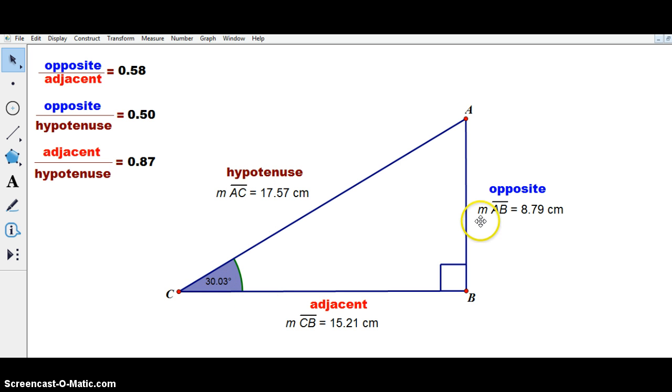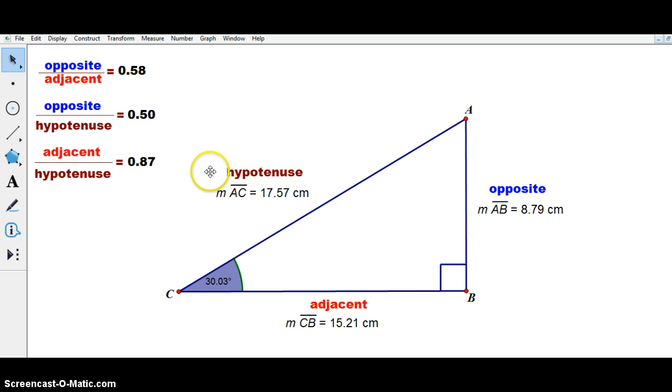We've measured each of these sides. Now we've also constructed the ratio of the opposite over the adjacent, the opposite over the hypotenuse, and the adjacent over the hypotenuse. Notice that we've come up with these values.